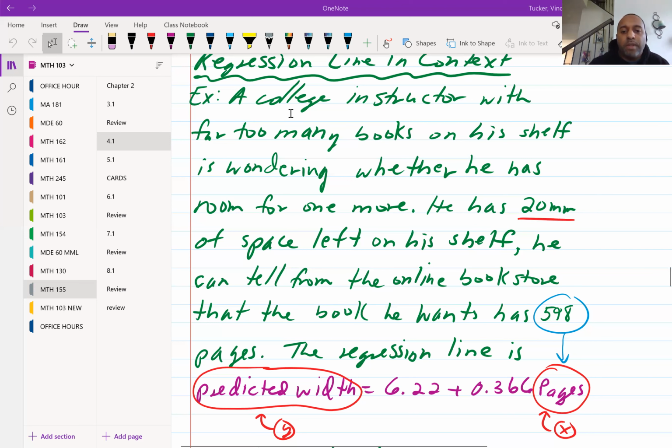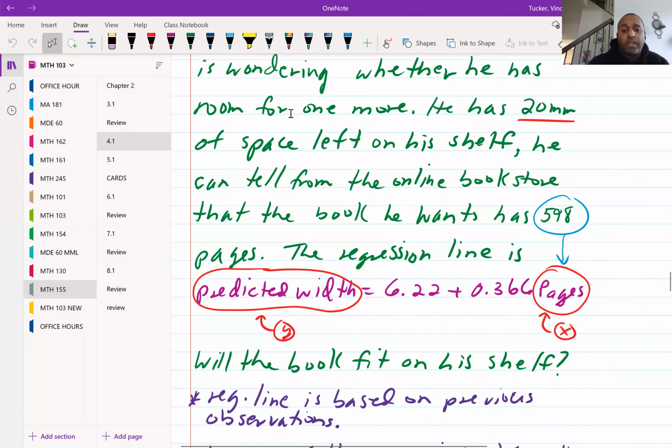The rest of it says, will the book fit on the shelf? We have this regression line, and it has been created by past observations. We'll see an example of how we can create the regression line in a second. But you have past observations, plug them into a formula, and it gives us this regression line that allows us to predict future observations. Based on his past books and past measurements, if you have a book that's 598 pages, we can predict how thick the book will be according to this regression line.